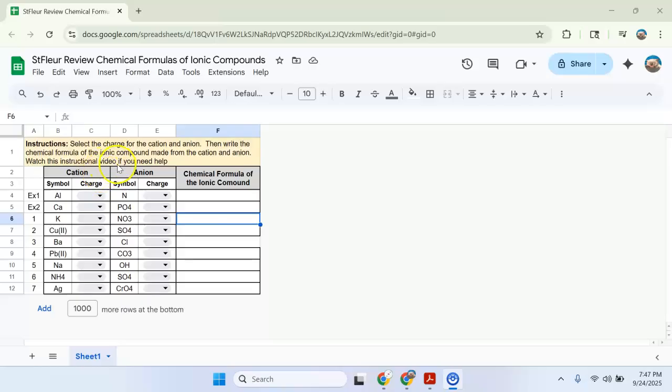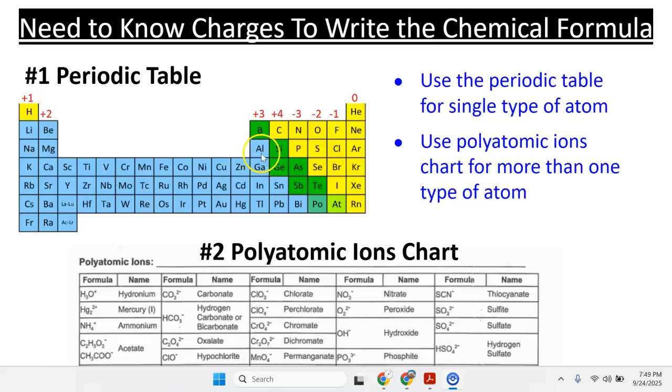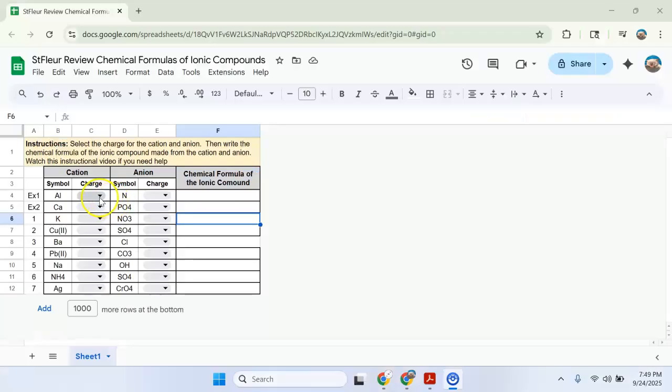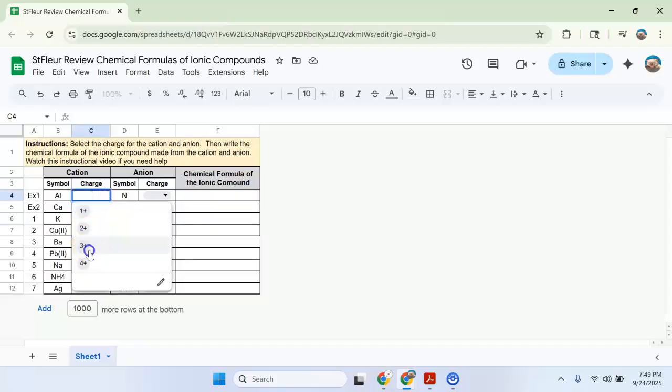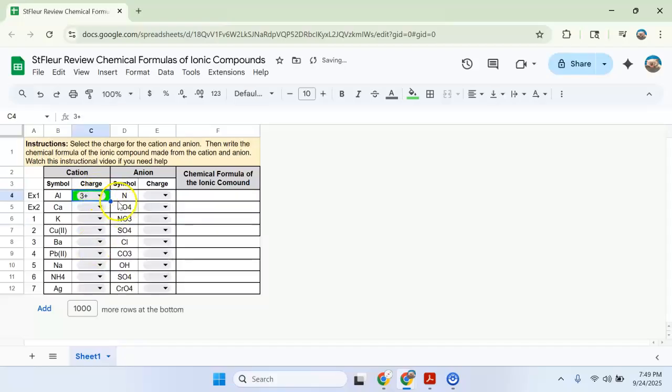So let's look at the first example. Our cation is aluminum, so I would look in the periodic table to figure out the charge of aluminum. In the periodic table, we can see that aluminum is in group 13 and it has a +3 charge. So I would select +3 from the drop-down. I know my answer is correct because the box turns green. If I select the wrong answer, like +1, it'll turn red. So aluminum has a +3 charge.